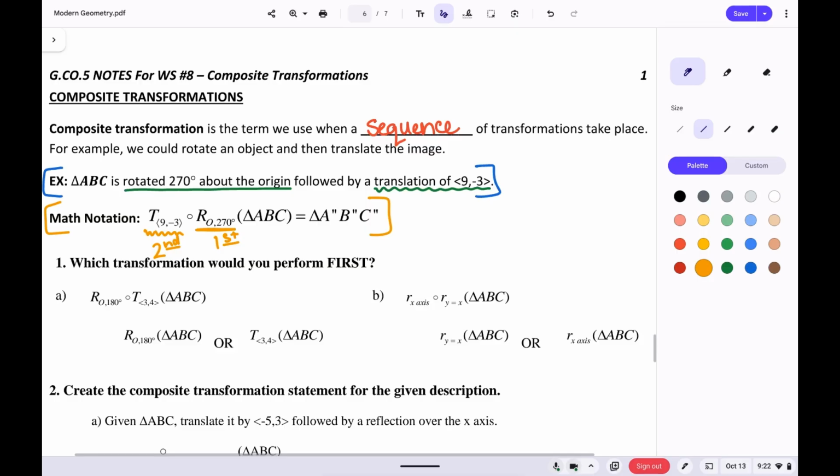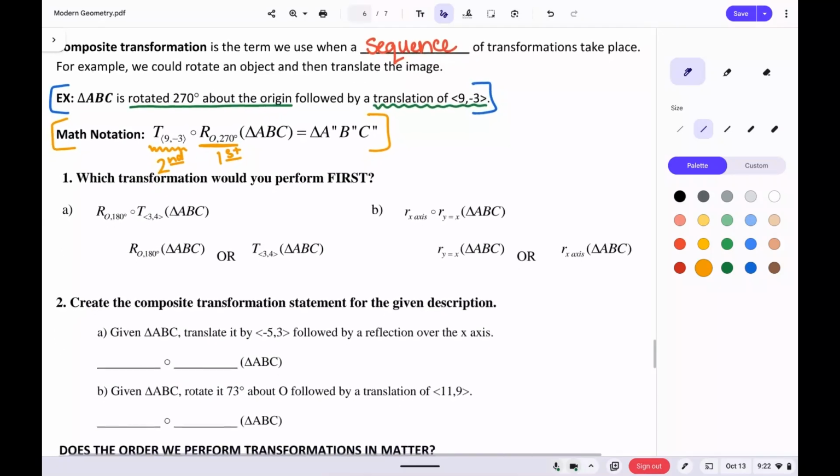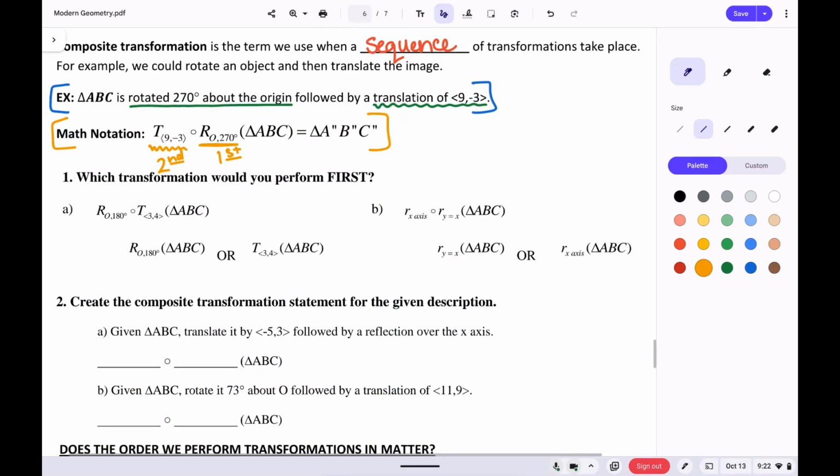Okay, so when we look at these first examples down here, number 1, all they want you to do is read the notation. This one says rotation around the origin of 180 degrees, followed by a translation with the vector 3, 4. They want you to circle down below which one you would do first. So do that for part A and for part B. Go ahead and read those and circle which one you would do first.